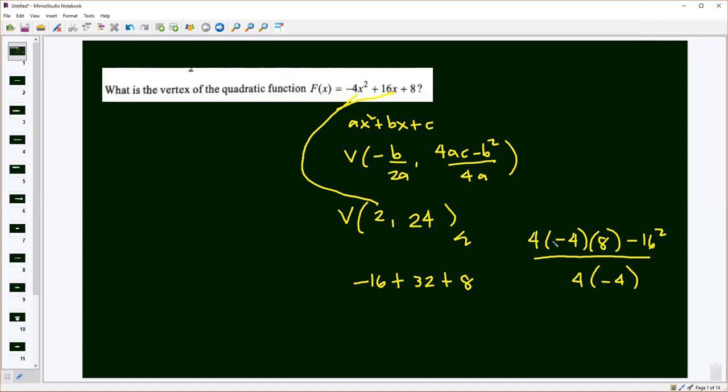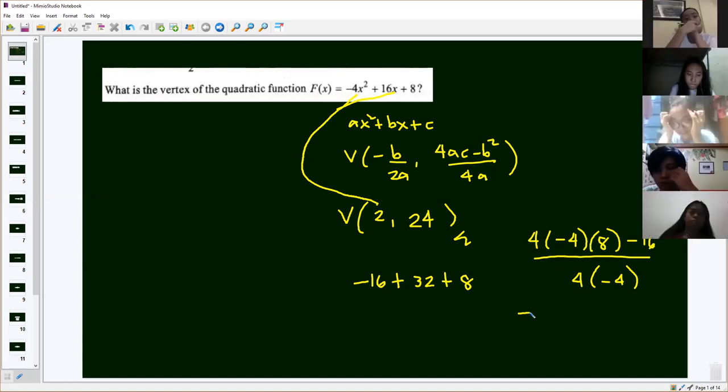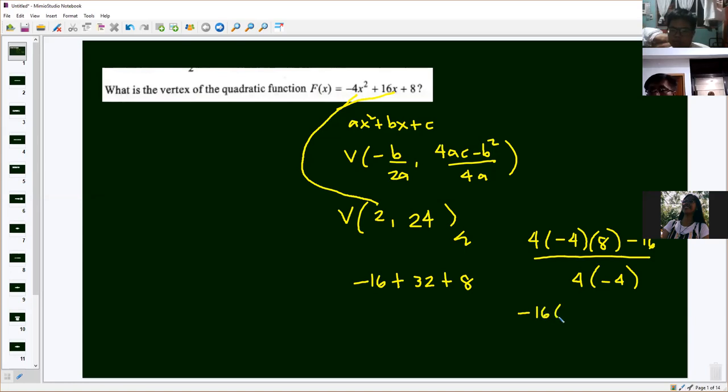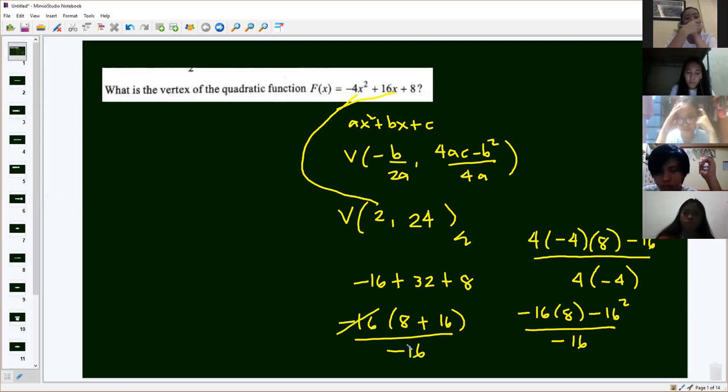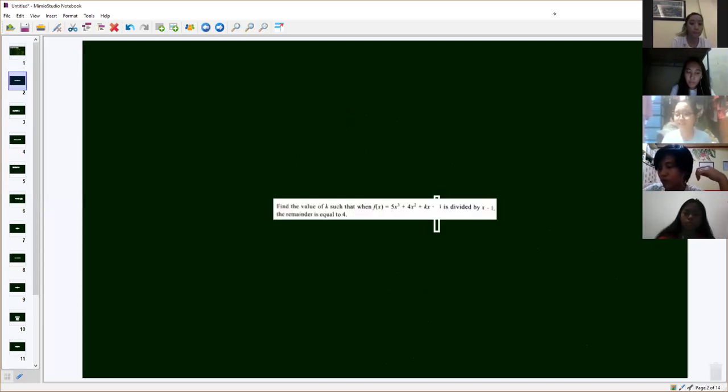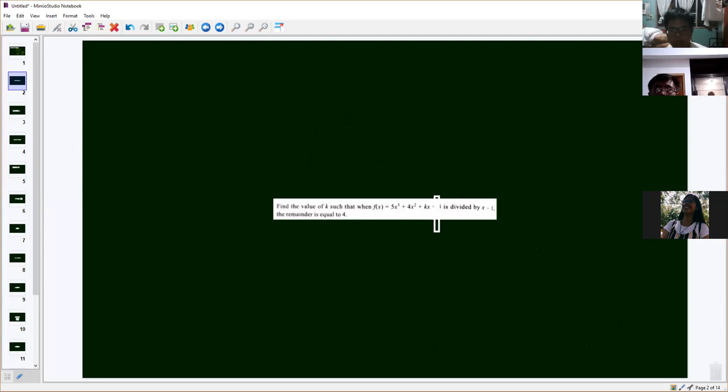So you have negative 16 times 8 minus 16 squared over negative 16. Factoring: negative 16 times 8 plus 16, over negative 16, cancel. 8 plus 16 is 24. Right? Next. Someone caught up late: 2.24, yes, correct, Ophelia. Next one.